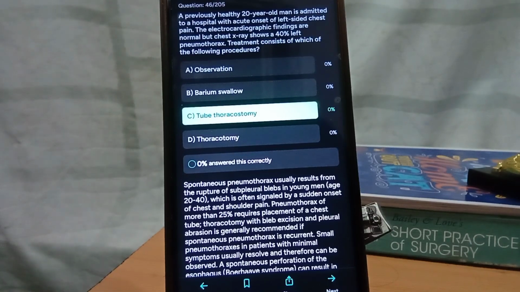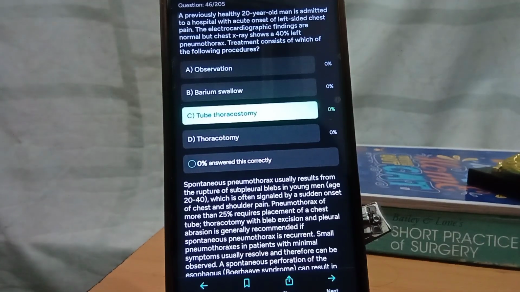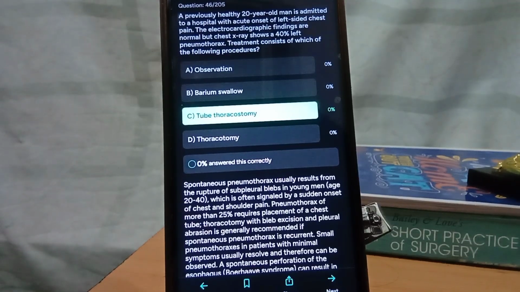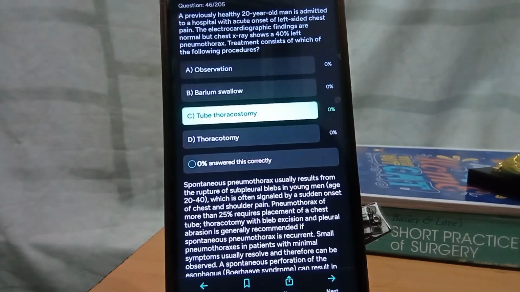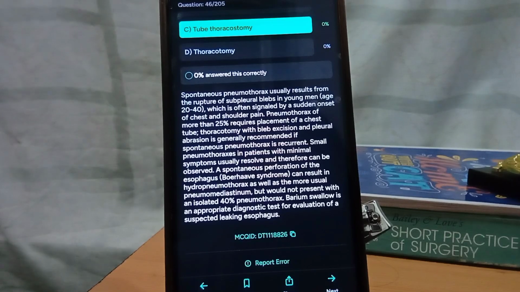Pneumothorax of more than 25% requires placement of a chest tube. Thoracotomy with bleb excision and pleural ablation is generally recommended if spontaneous pneumothorax is recurrent. Small pneumothorax in patients with minimal symptoms usually resolves and therefore can be observed. Spontaneous perforation of the esophagus, Boerhaave syndrome, can result in hydropneumothorax as well as the more usual pneumomediastinum, but would not present with an isolated 40% pneumothorax. Barium swallow is the appropriate diagnostic test for evaluation of a suspected leaking esophagus.